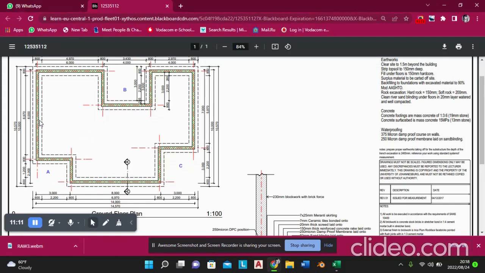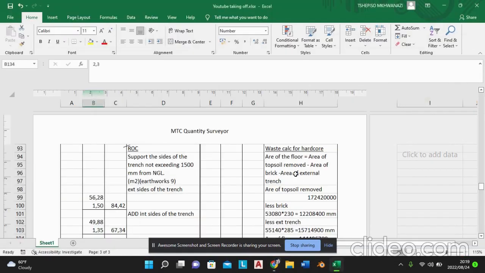Remember we calculated the area of the topsoil removed, which means when we want the area of the floor, we just subtract the horizontal area of the brick, and then we also subtract the horizontal area of the trench. I wrote my formula here. The area of the floor is equal to the area of the topsoil removed, subtract the area of the brick wall, subtract the area of the external trench. We're talking about the horizontal area.